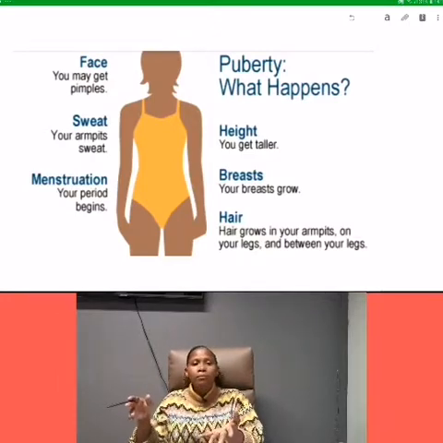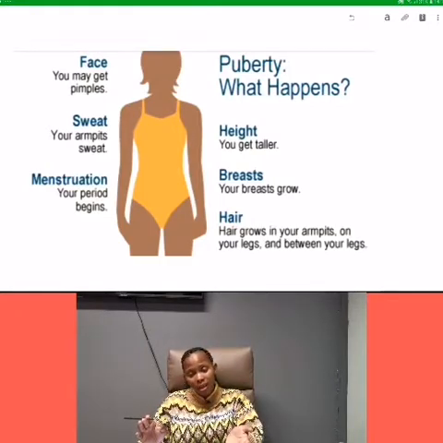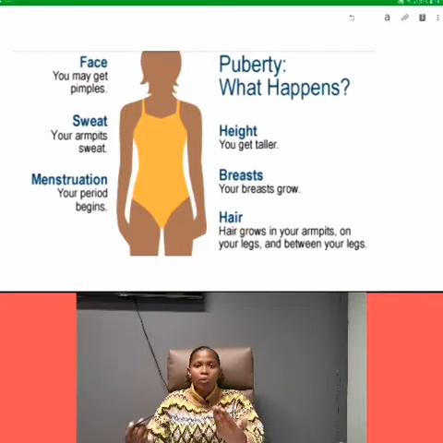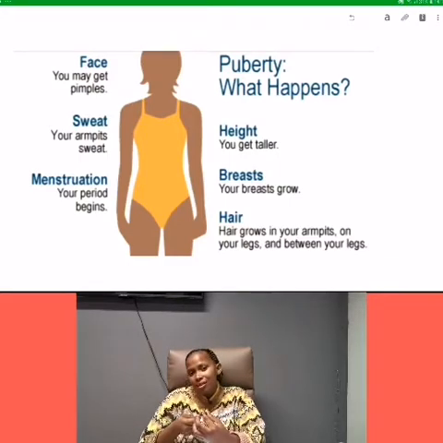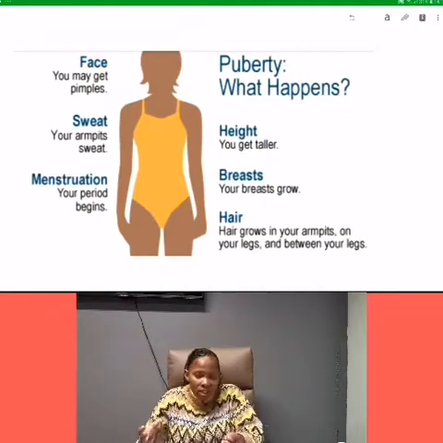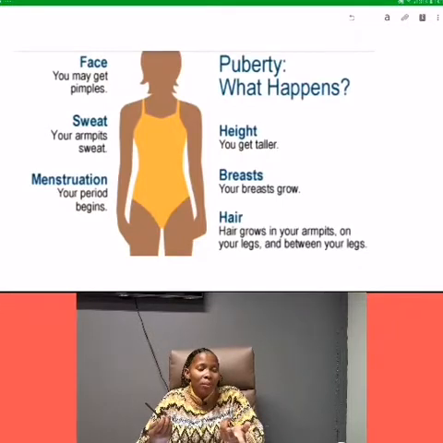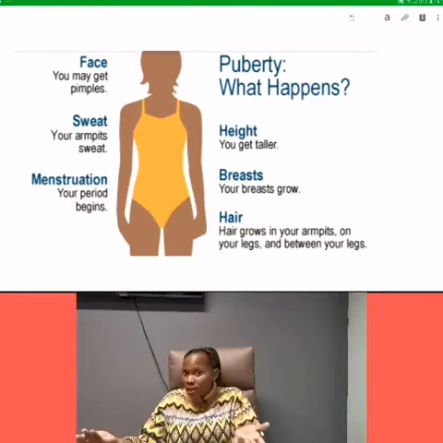And then lastly we have menstruation. Menstruation only occurs in females. That is where your period starts to begin. Menstruation is also called periods. The age at which periods can begin differs depending on how your body matures. It can start at an early age of about 9 years. Others get their period at 9 years and upwards. So it all depends on your body, actually.